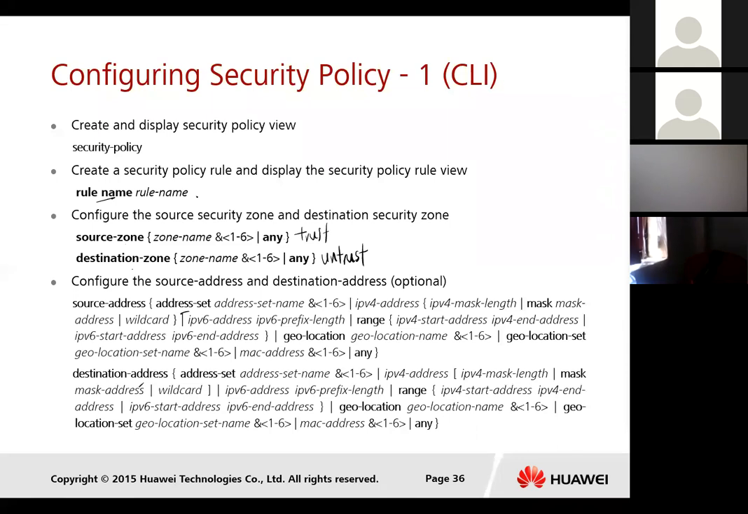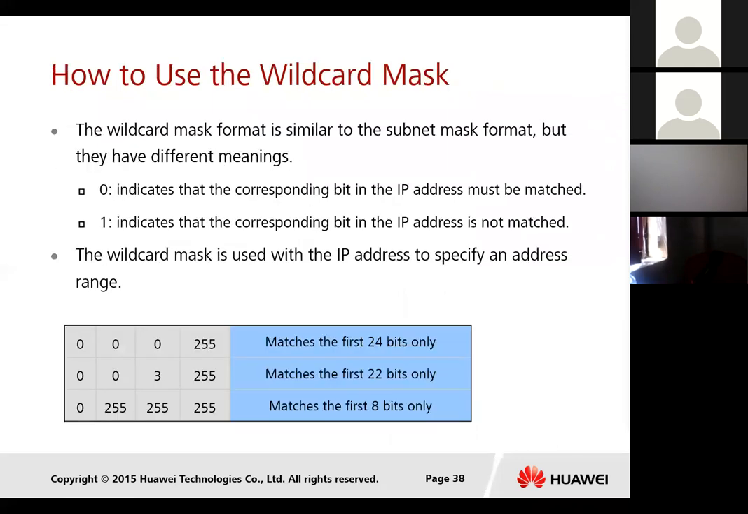Okay, that is what I can define, as well as how you're going to use the wildcard. The wildcard mask format is similar to the subnet mask format, but they have different meanings. 0 is match. 1 is not match. The wildcard mask is used with the IP address to specify an address range. For example, 0.0.0.0, 0.0.0.255, 0.0.255.255, 0.255.255.255.